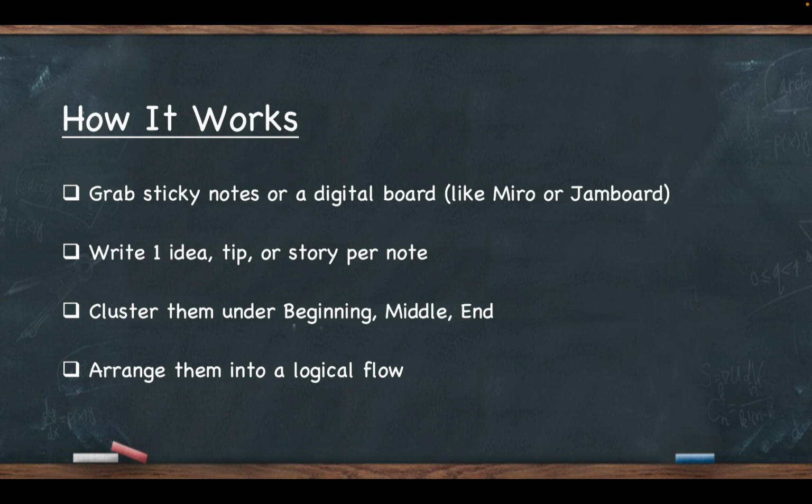Now, how does it work? Four steps. Firstly, you grab sticky notes, or you do a digital board. You open a digital board. Miro has that, Jamboard has that. I would suggest Miro because it's something I've worked with before. You get a digital sticky note board, or you get sticky notes yourself in front of a table. For each sticky note, you write one idea or one tip or one story per note. Even if it's a personal story you're trying to do.